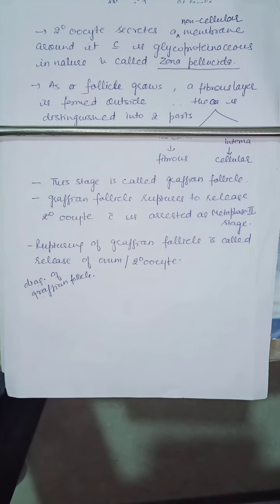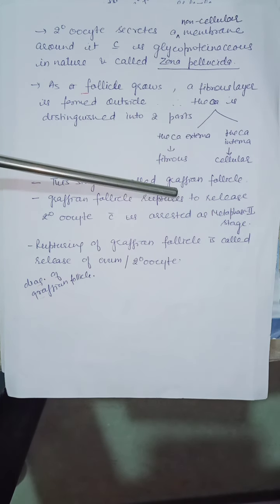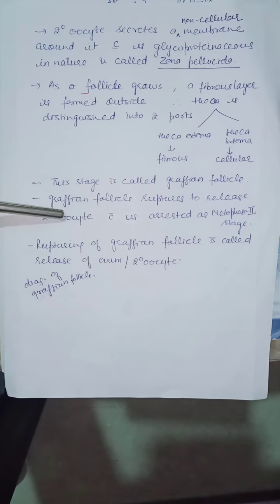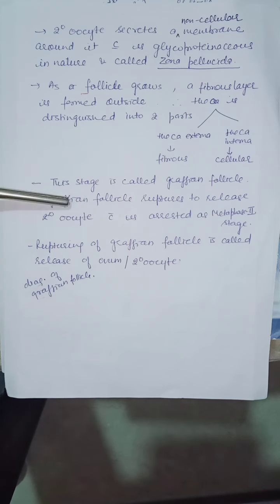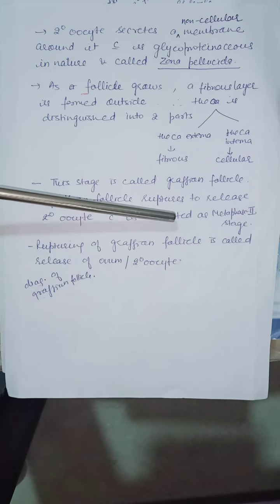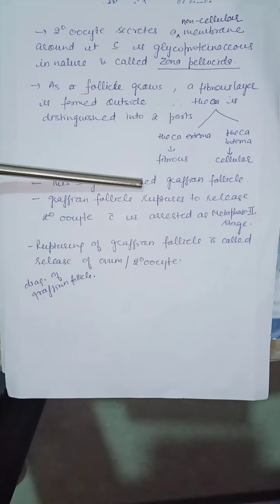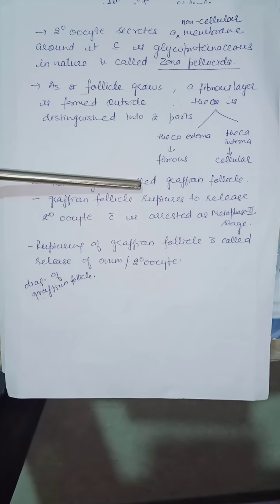So, Graafian follicle has secondary oocyte, it has zona pellucida, it has theca layer differentiated into two parts. Now, this Graafian follicle ruptures to release secondary oocyte, which is arrested at metaphase 2, and this meiosis 2 will be completed on the arrival of the sperm.